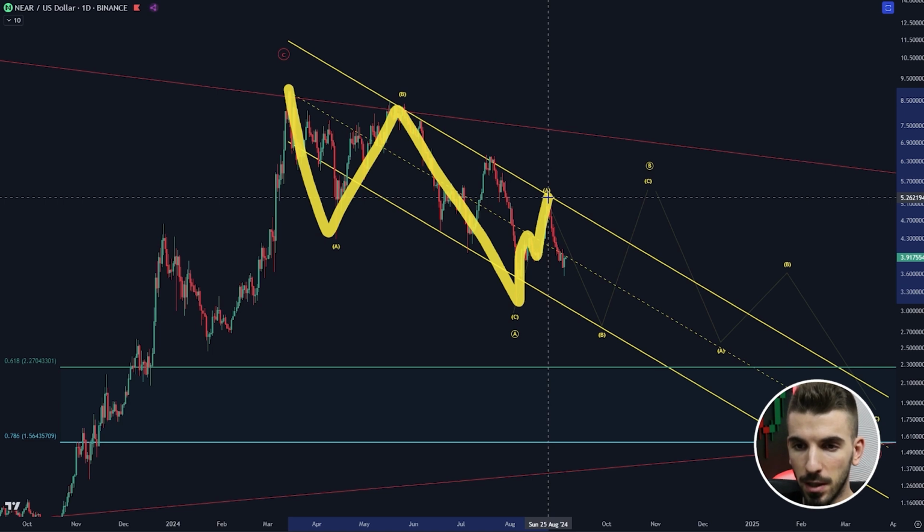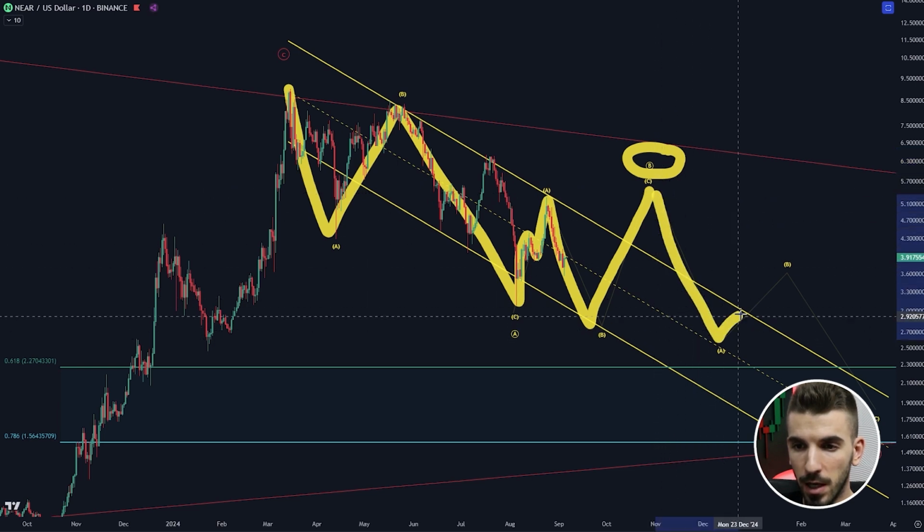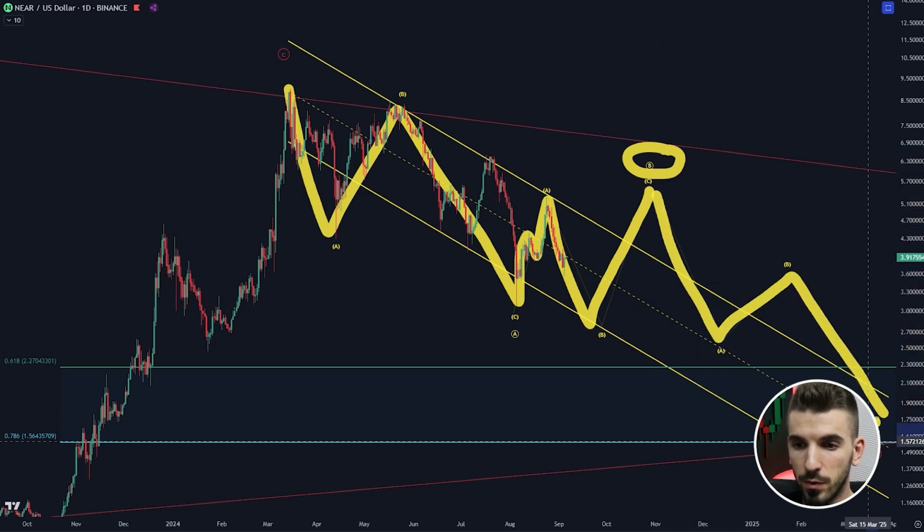We are expecting a B wave to the downside and a C wave to the upside, which will form the bigger wave B. And we can expect after that B wave a C wave to the downside, which will go at least to the 618 and 786 Fibonacci retracement.